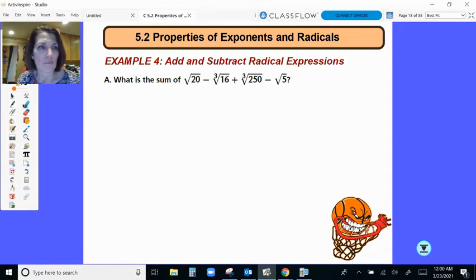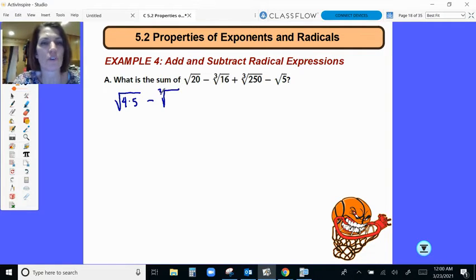Let's go ahead and put this to use here. When we do these, you can't just look at these and say, oh, they're not like radicals, we're done. We need to simplify and see if we can find some like radicals. So the square root of 20, we can simplify because 20 is 4 times 5, okay? Minus, and then we have a cube root. So we want to think of a perfect cube factor that will go into 16, and that would be 8, right? 8 times 2.